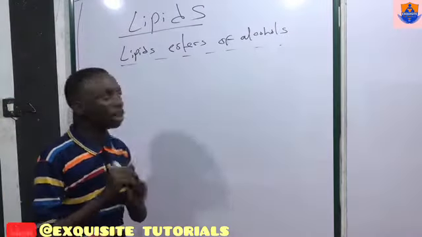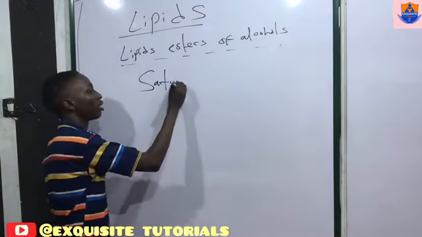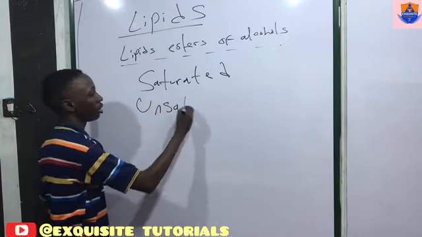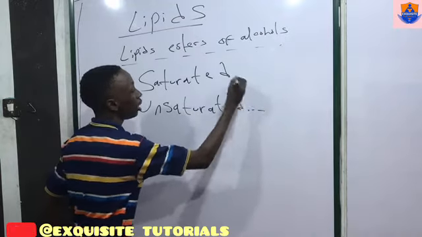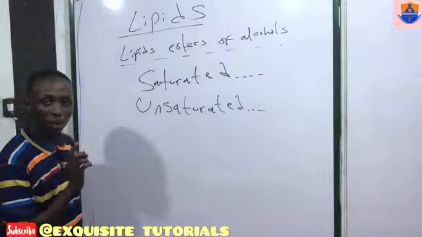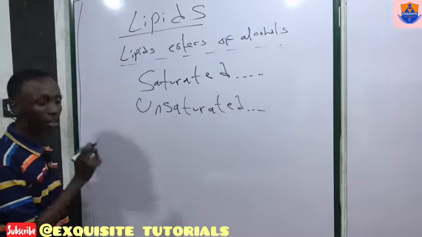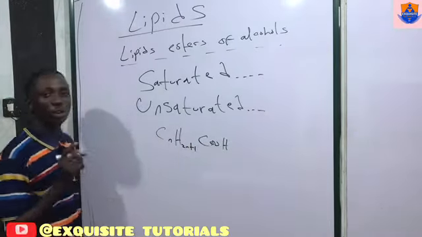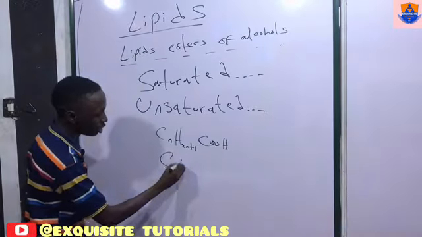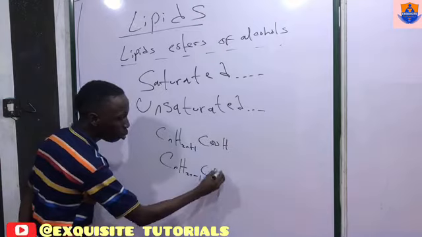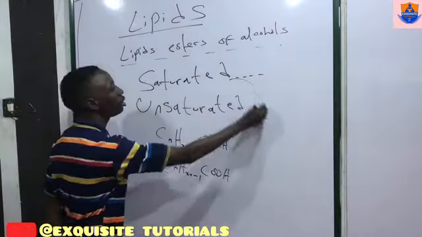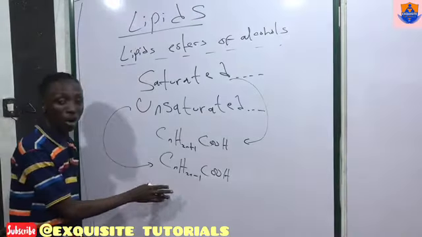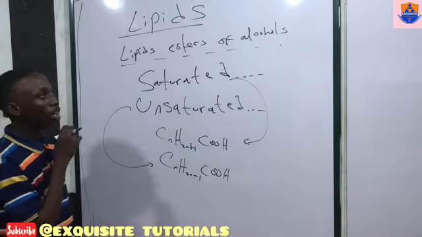Basically we can have two types: the saturated and the unsaturated. The general formula for the saturated is CnH2n+1COOH. The general formula for the unsaturated is CnH2n-1COOH. So basically we can have the saturated and the unsaturated.